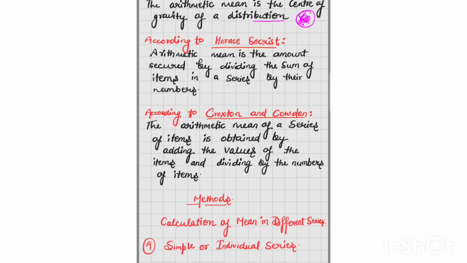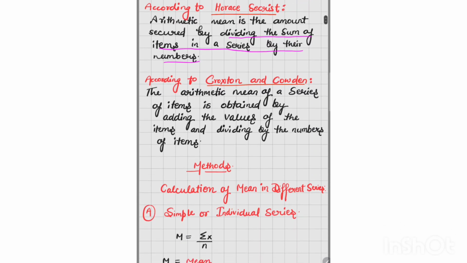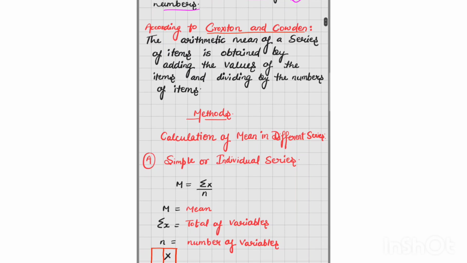Horace Secrist said that arithmetic mean is the amount secured by dividing the sum of items in a series by their number. So when you're attempting questions of mean, which you will further do, you will understand what the definitions mean. It's actually in a contextual manner that these definitions have their origin. The third definition says that the arithmetic mean of a series of items is obtained by adding the values of the items and dividing by the number of the items.